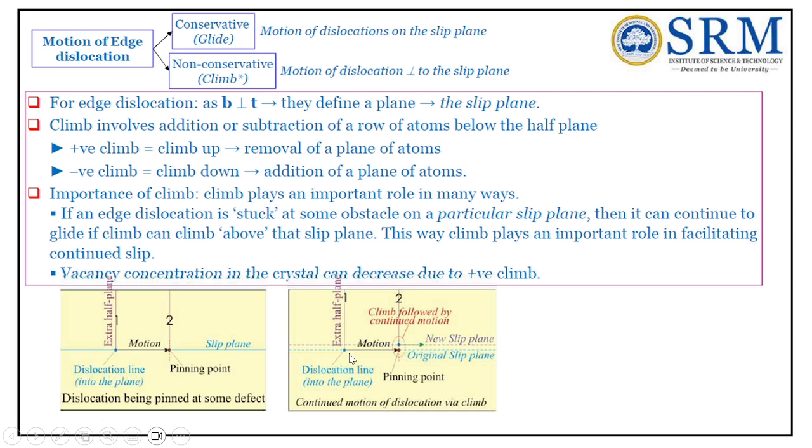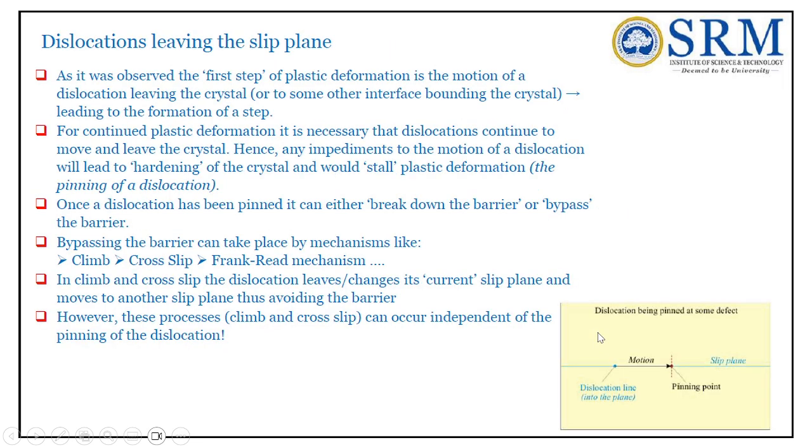Now you can see the dislocation is moving from the extra half plane, and then there is a barrier, so it cannot push the barrier. You would need a lot of force. Instead, what happens is that it climbs the barrier and starts to pass onto a new slip plane. This continuous motion of the dislocation is called climb. The motion of the dislocation is arrested due to some hindrance, so it climbs and moves on a new slip plane, leaving the original slip plane.